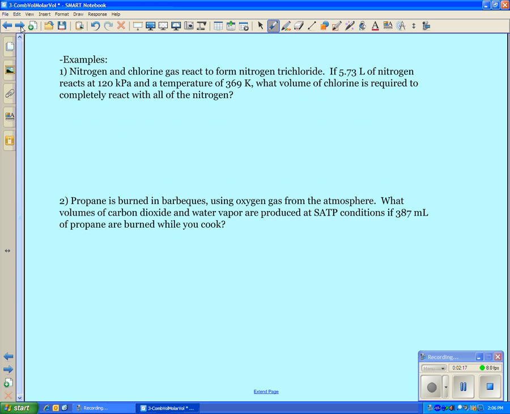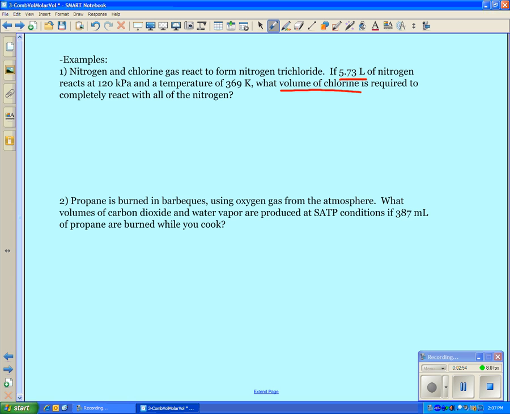Let's do a couple of examples doing some calculations using that idea of the combining volumes. Nitrogen and chlorine gas react to form nitrogen trichloride. If 5.73 liters of nitrogen reacts at 120 kilopascals and a temperature of 369 Kelvin, what volume of chlorine is required to completely react with all of the nitrogen? We have some extra information in this question. The pressure and the temperature is going to stay constant, so really we can disregard those numbers.